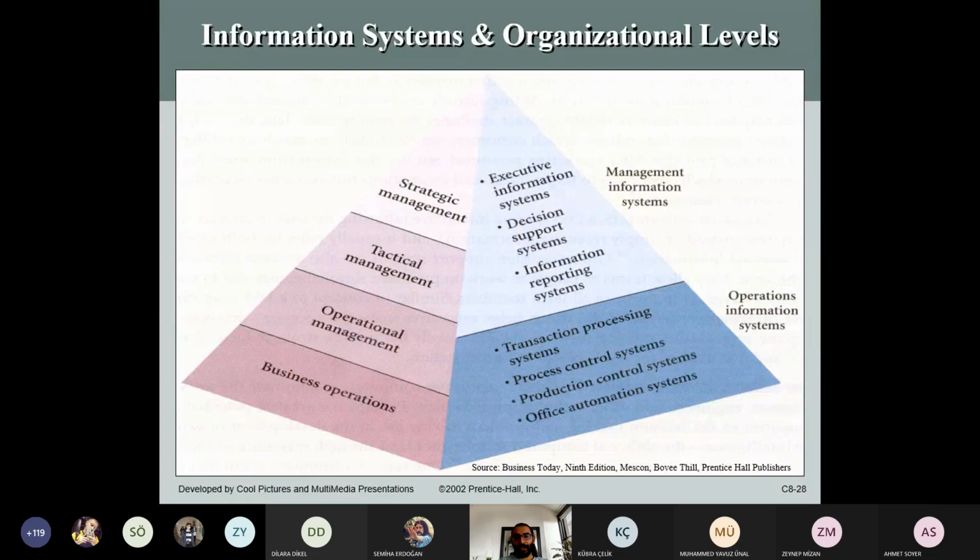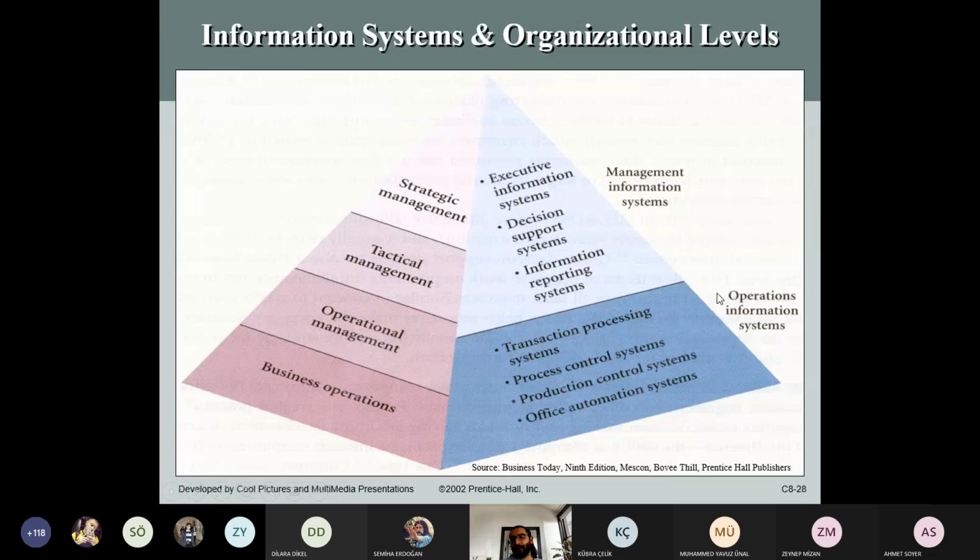Okay, what else? Lastly, information systems and organizational levels. As you see here, at the bottom of that pyramid, there are business operations, daily operations, operational management of daily activities, then tactical management, and at the top, strategic management at the CEO level, big decisions. So we can say that decision support systems, information reporting systems, and executive information systems are more tactical and strategic, right? They give you more investment-related or big-decision-related information.